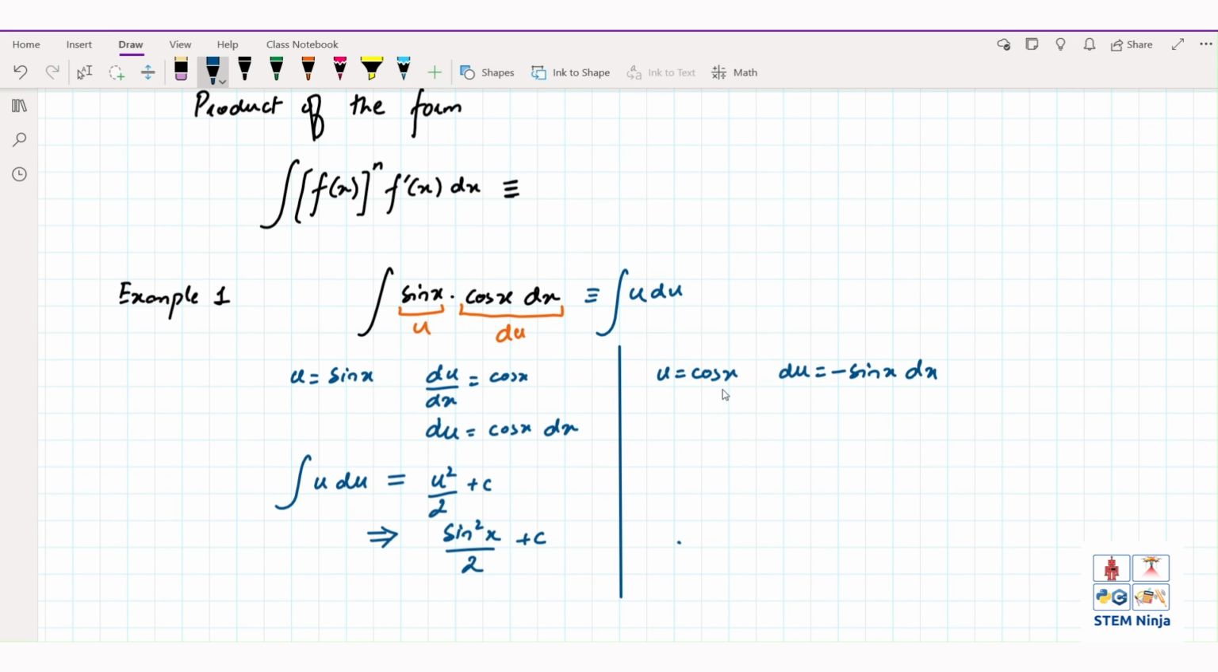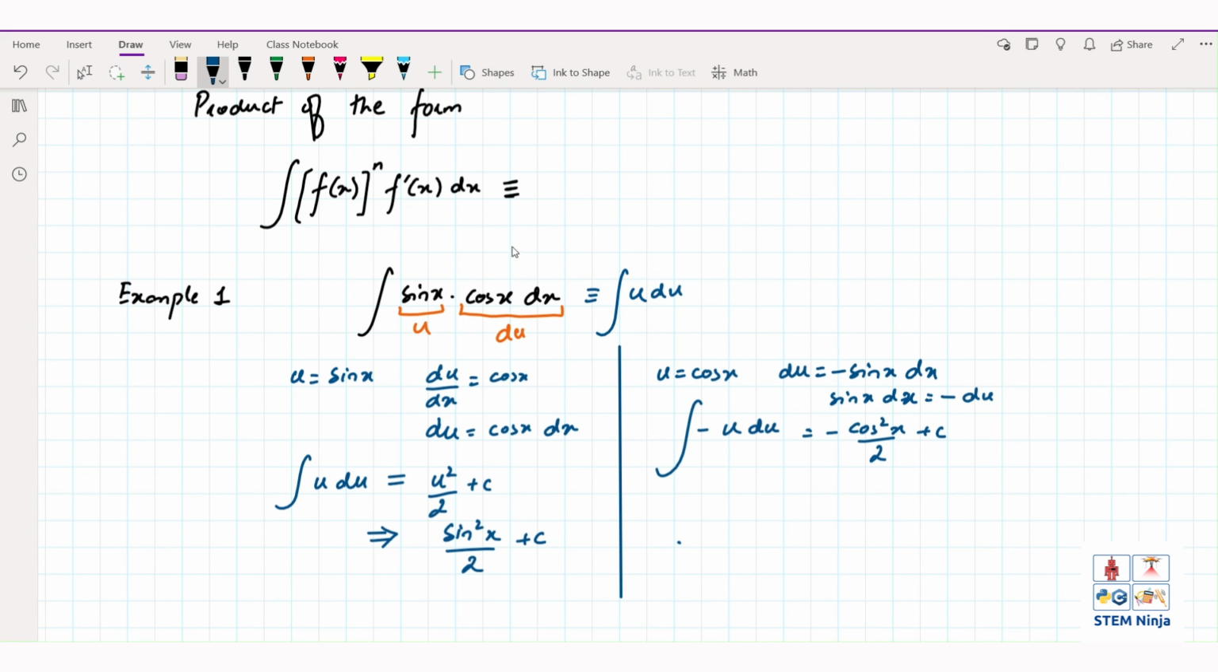So what we do over here, this would be minus u du, because you don't have the minus sign. So basically what that means is sine x dx would be minus du. Sorry, I said it the other way around: sine x dx would be minus du. So the minus sign can come out. This simply becomes minus cos squared x over 2 plus c. This is absolutely fine also.